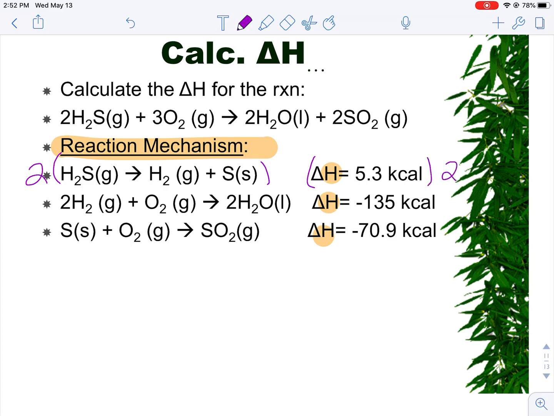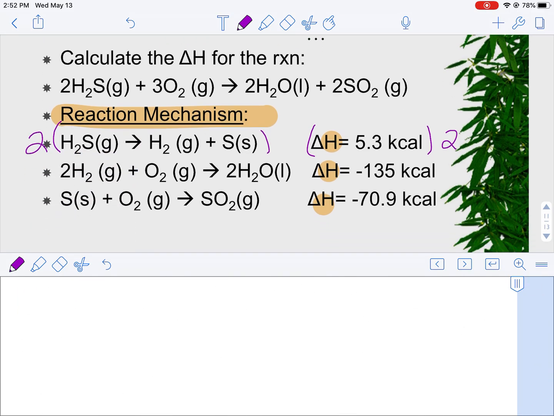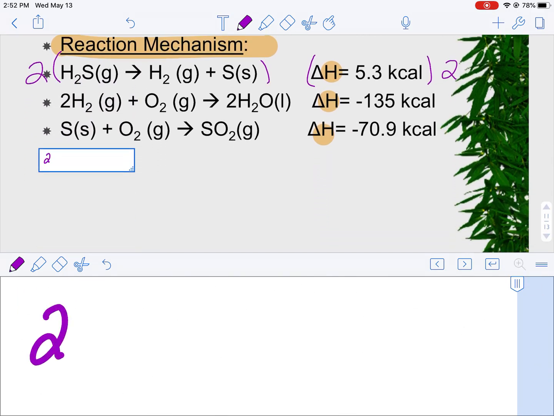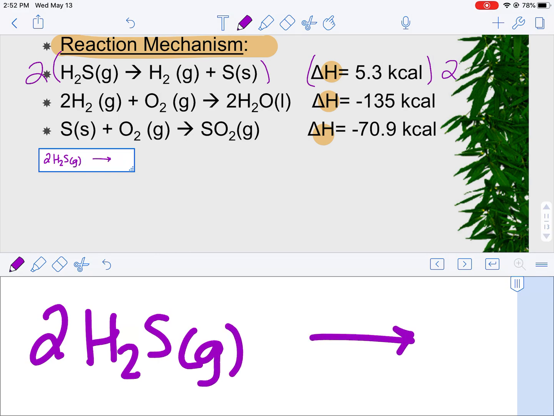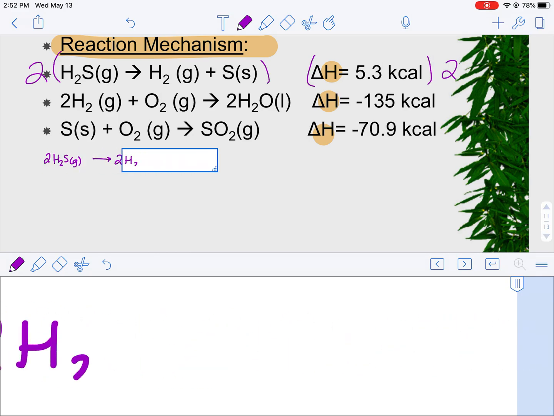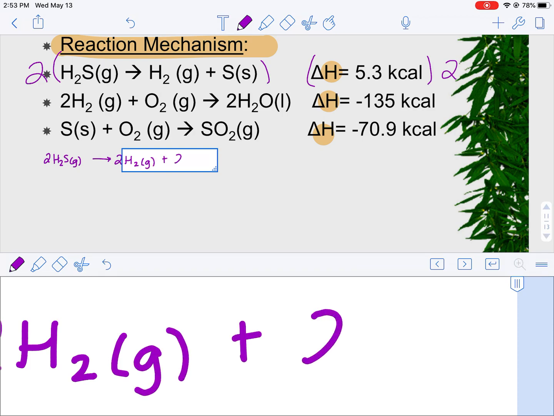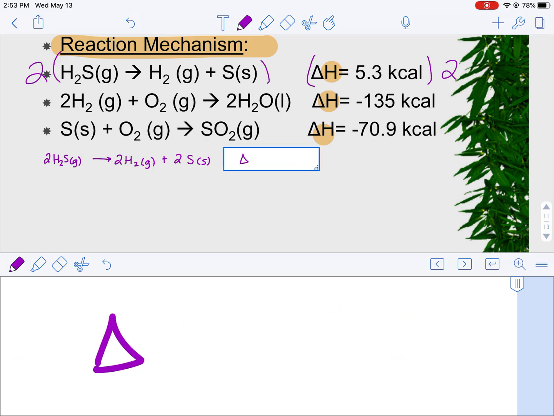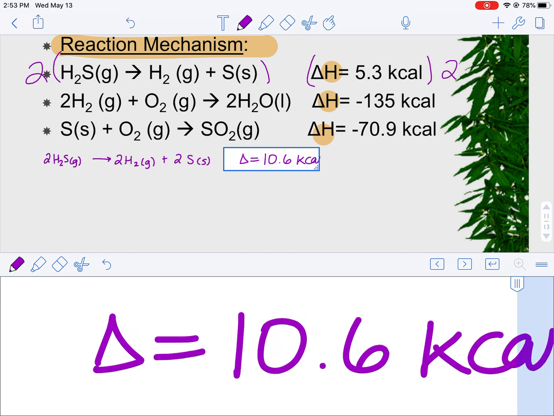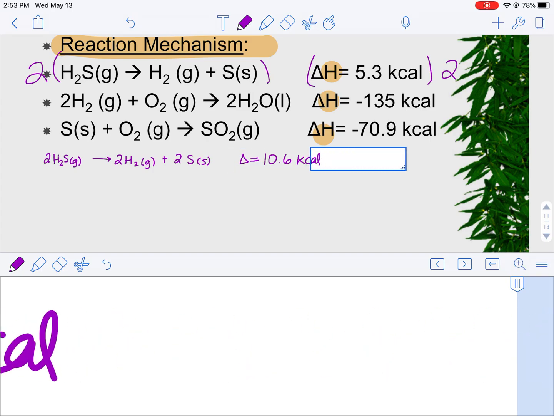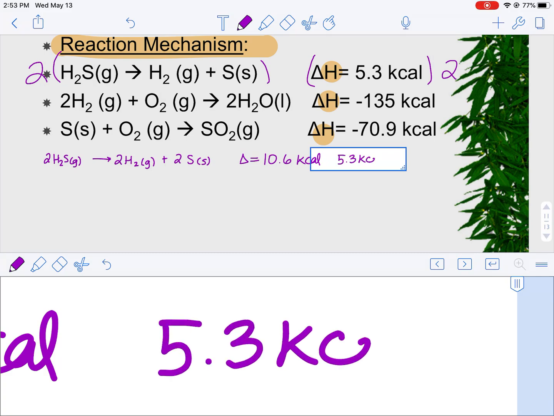Let's rewrite what we have as a result of this manipulation. We're now going to have 2 moles of dihydrogen monosulfide gas producing 2 moles of hydrogen gas and 2 moles of solid sulfur. And this process is now going to require 10.6 kilocalories of heat energy in order to proceed. How did I get that? It was the 5.3 kilocalories times 2. That's where that came from.